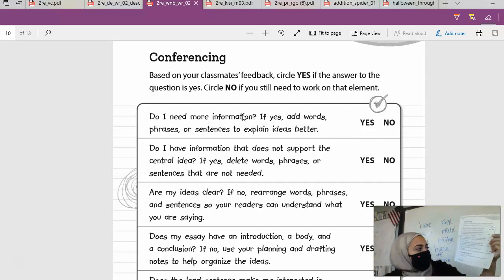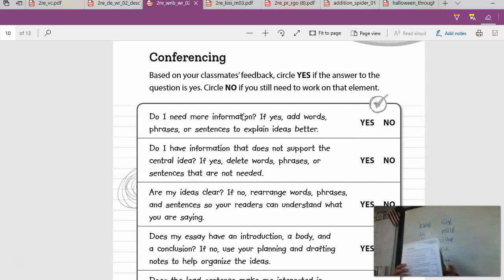And then, does the lead sentence make me interested in the topic? If it's interesting, yes. If it's not interesting, you're going to put no. How will you fix it? Pick one item in your writing that you want to improve, and then go back and improve it. So if any of these are circled no, then you have to go back and improve it in your writing. Do you understand?